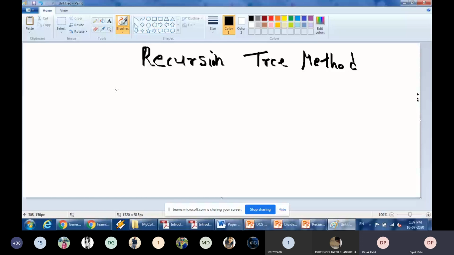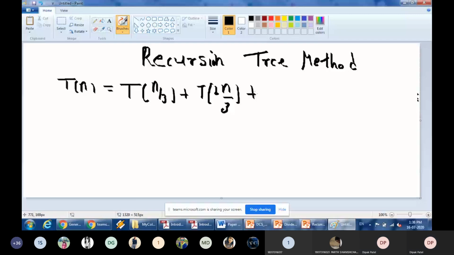Let's say we want to solve this recurrence relation: Tn is equal to T(n/3) plus T(2n/3) plus Cn, some constant C and n. You can say that it's plus theta of n. If you look closely, this recurrence has two recursive calls. One is on input n by 3 and the second is on input 2n by 3.